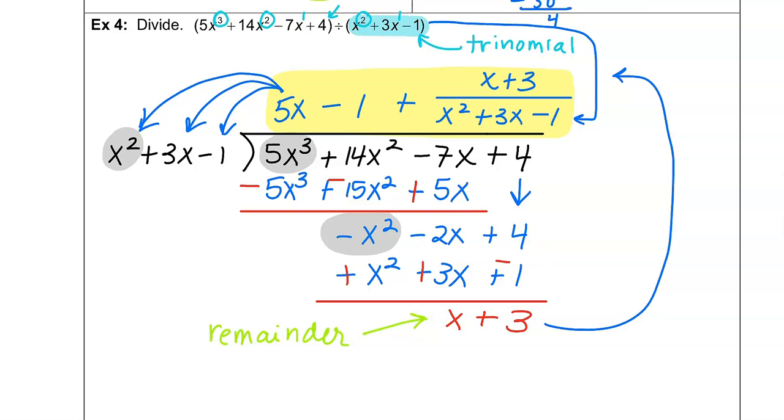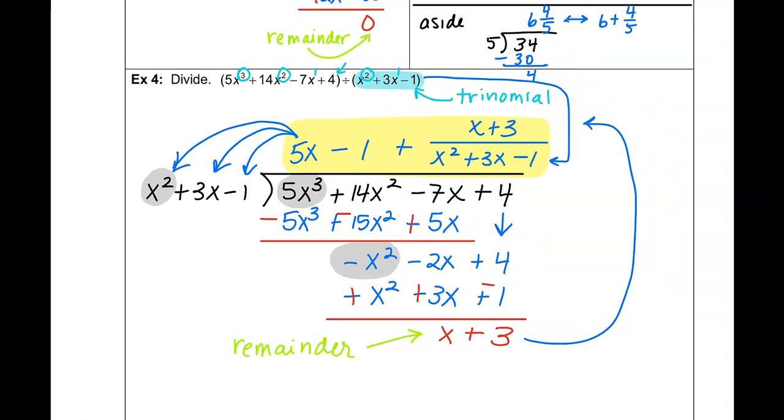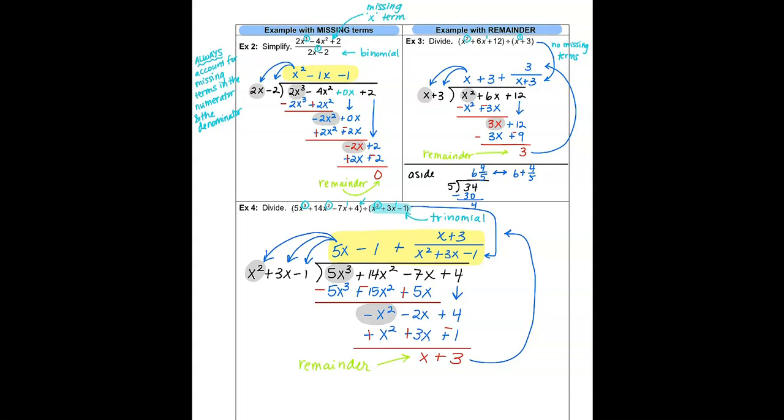Does it feel like it's the same thing again? Right? So it shouldn't freak you out. I think you have a couple on your homework tonight. So just make sure you look for missing terms. Make sure you know how to work with the remainder. Are there any questions? Okay, with that, we'll wrap up our lesson.